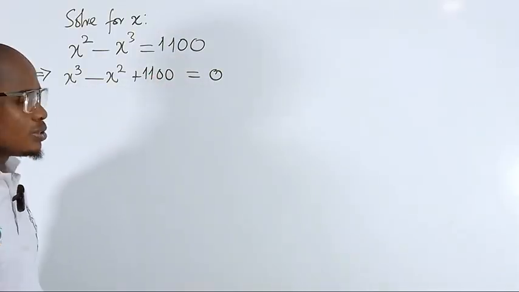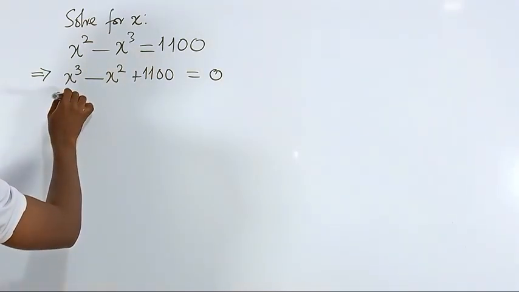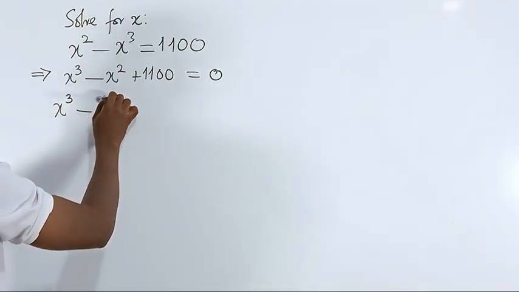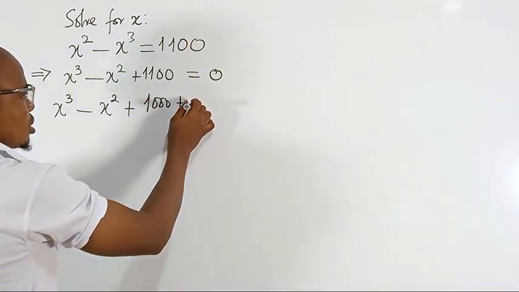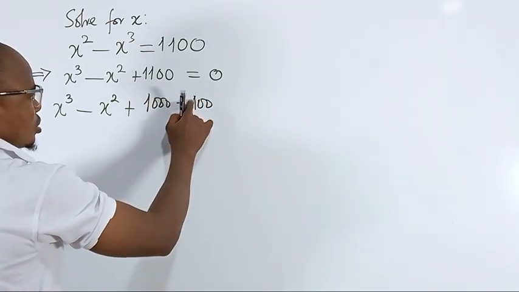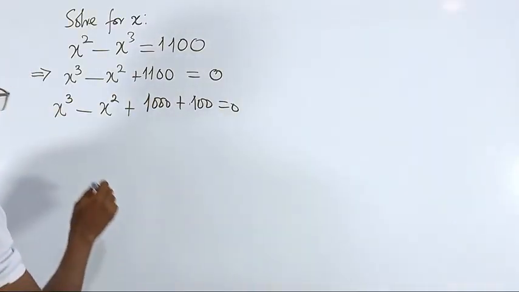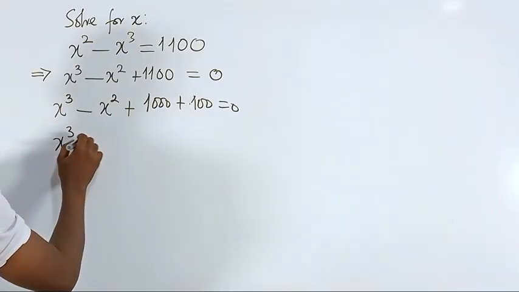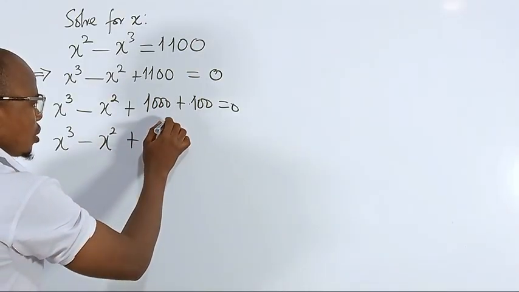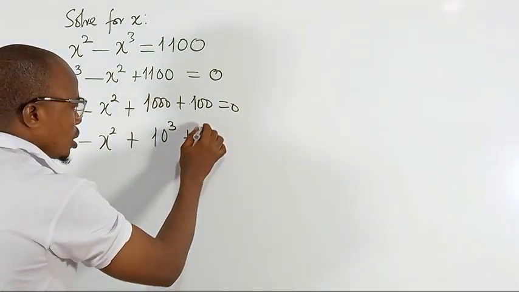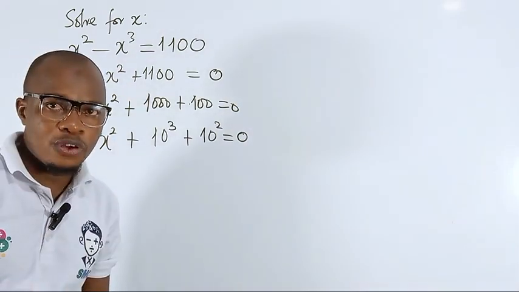So now let's look at how we can do this. From here, I can have this to be x to the power of 3 minus x to the power of 2. Now this can be 1000 plus 100 equals 0. Do you agree? Good. Now from there we have x to the power of 3 minus x to the power of 2 plus this can be 10 to the power of 3 plus 10 to the power of 2. Everything equals 0. Are you following?